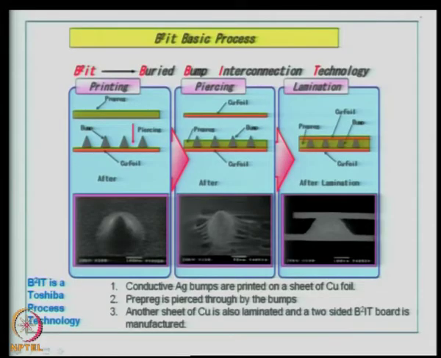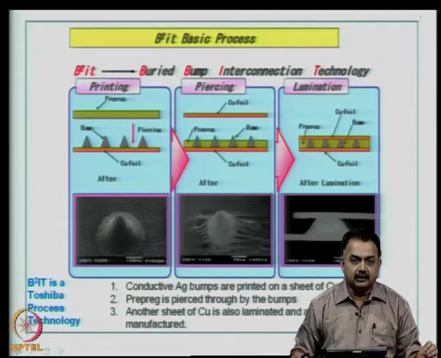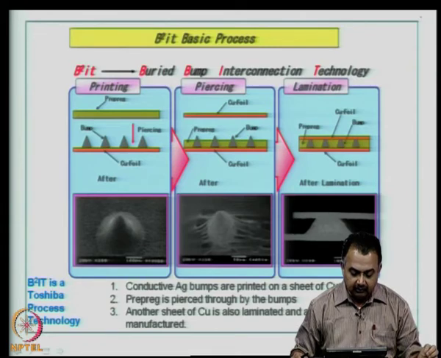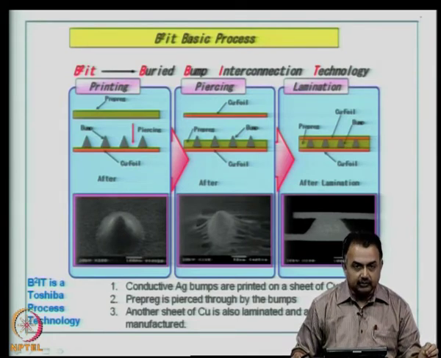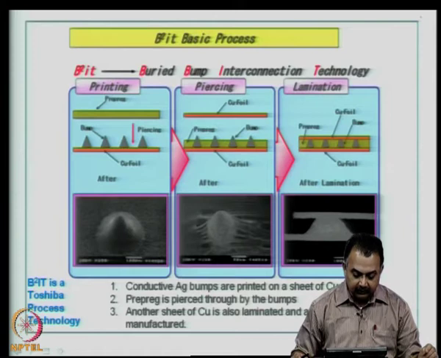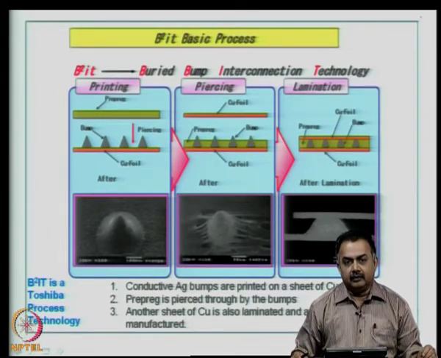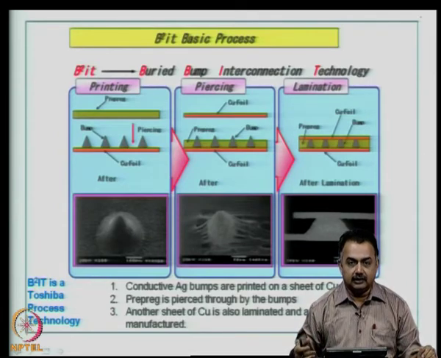Today, we are going to talk about a high density interconnect process that is called B squared IT process, otherwise known as buried bump interconnection technology, B squared IT, that is the acronym used. Now, this technology is from Toshiba. Okay, this is the trademark of Toshiba company, and you can see after we describe the process that this is a method to sequentially build up the circuit.